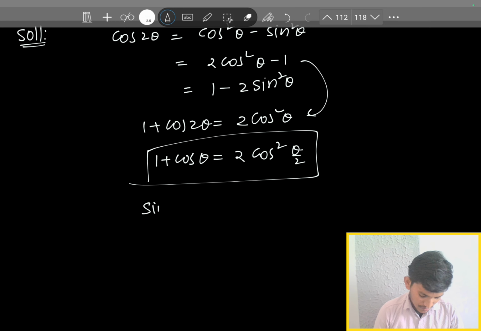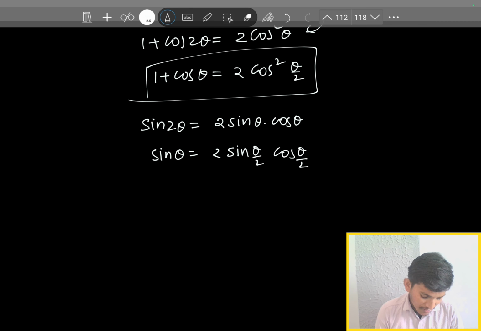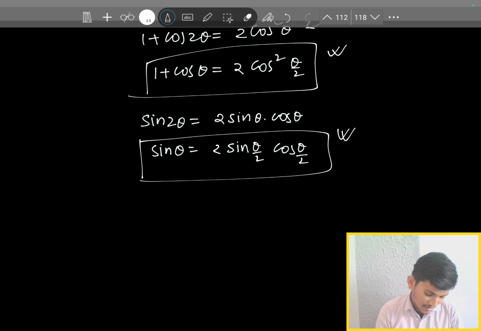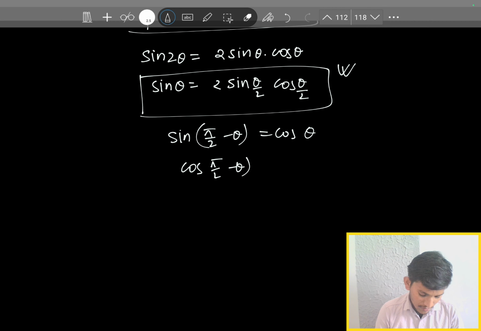And if you have sin 2 theta, we mention it as 2 times sin theta and cos theta. But when you simply have sin theta, you write 2 times sin theta by 2 and cos theta by 2. These two formulas you are supposed to know. Thereafter, we understand what it means: sine of pi by 2 minus theta will be equal to cos theta, and cos of pi by 2 minus theta is equal to sin theta.